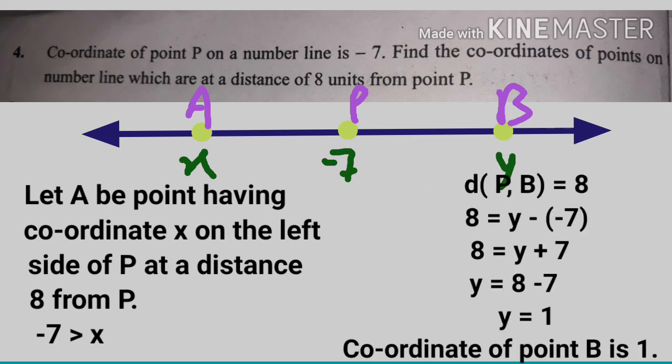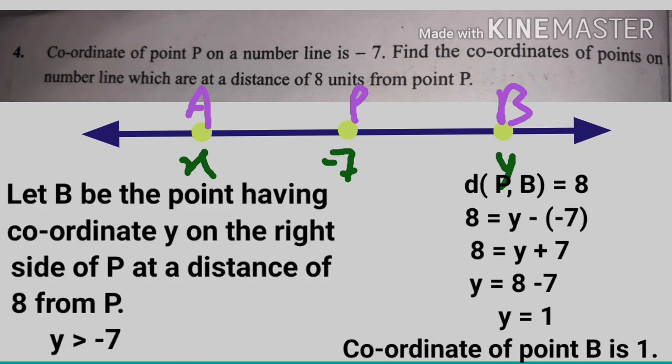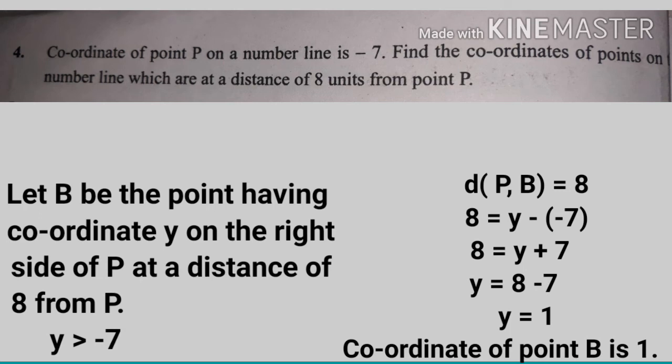Then observe the figure. Let point B be the point having coordinate y on the right side of P at a distance of 8 from P. And here y is greater than -7 and distance PB equals 8. Find distance PB. Then 8 equals distance PB, which is y minus (-7). So 8 equals y plus 7, and therefore y equals 8 minus 7, that is y equal to 1. Therefore, the coordinate of point B is 1.